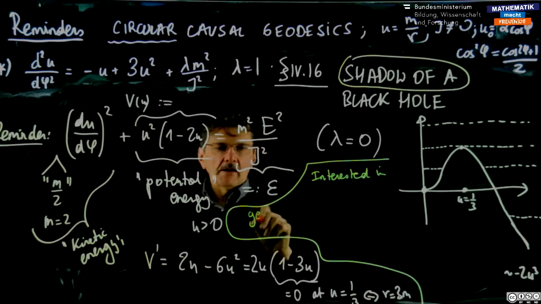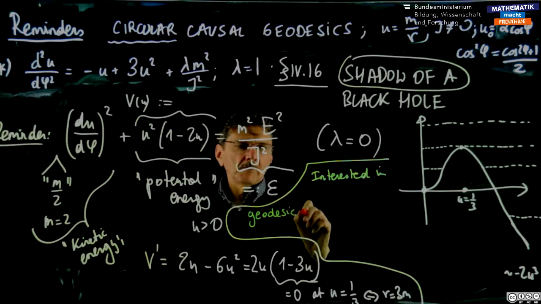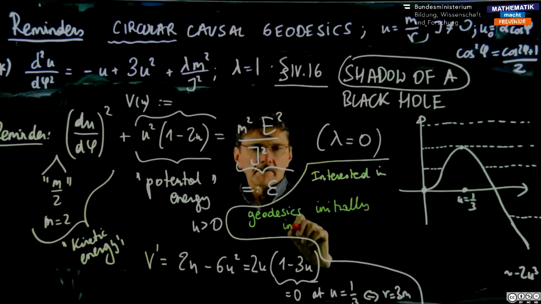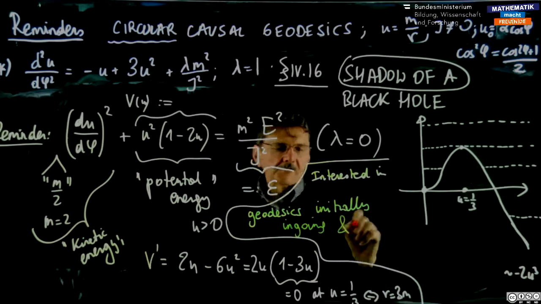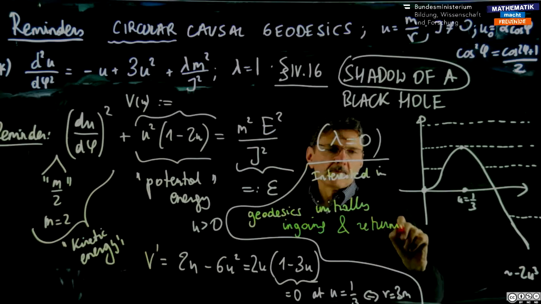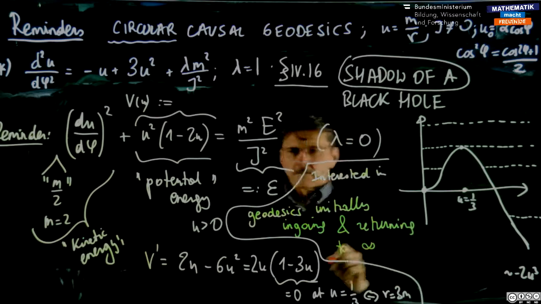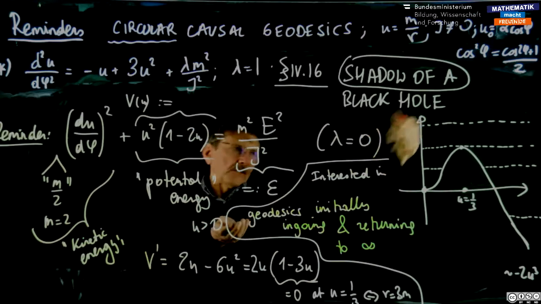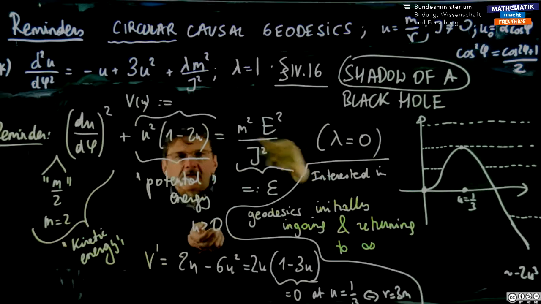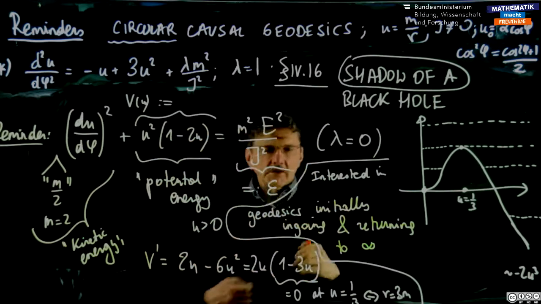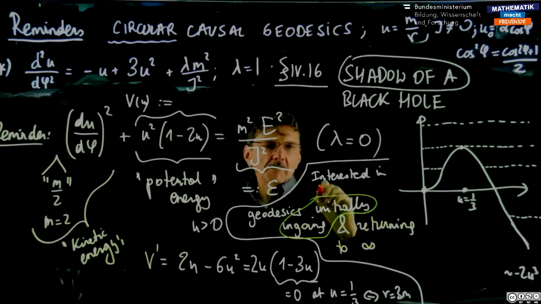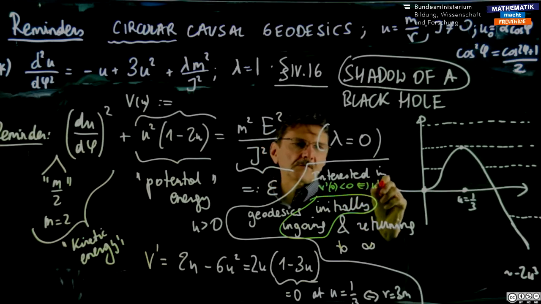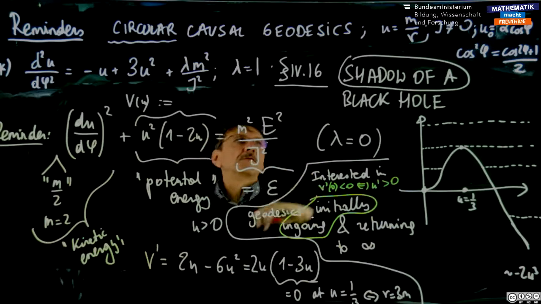Geodesics, which are initially ingoing, and returning to infinity. So we have the black hole. We're shining light on this. A star is shining light on it. So the star is far away, light comes and reaches us. Okay, so initially ingoing means that r dot is negative, which is the same as u dot is positive, because u is the inverse.